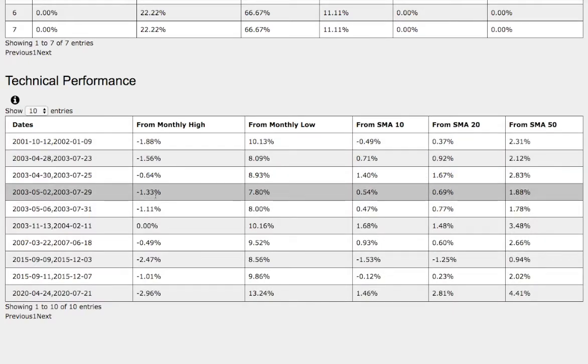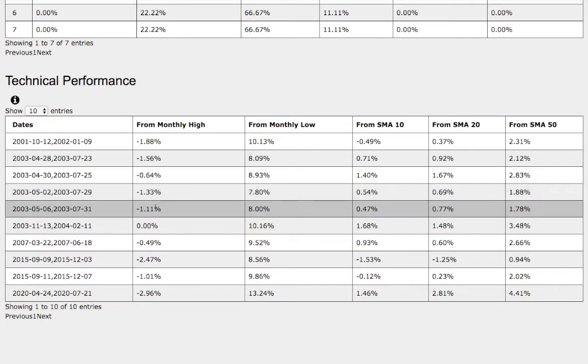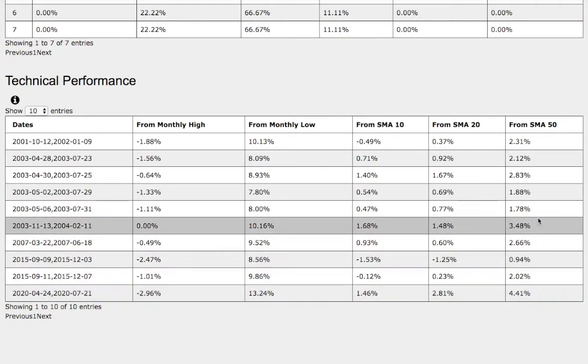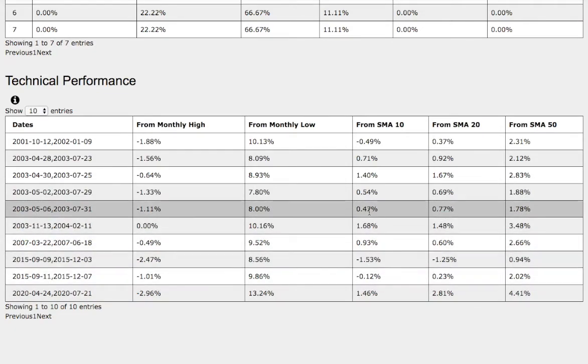Compare that to the trend in the past that we just found. Back then it was down 1% from monthly high, up 8% from monthly low, up 47 basis points from 10 simple moving average, up 77 basis points from 20-day simple moving average, and up 2% from 50-day simple moving average. So among the two trends, there are technical similarities.